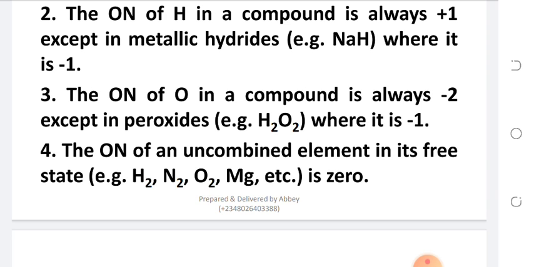In the example in number 2 row, the example given there was sodium hydride. So here we have hydrogen peroxide. In peroxides, oxygen has an oxidation number of -1.